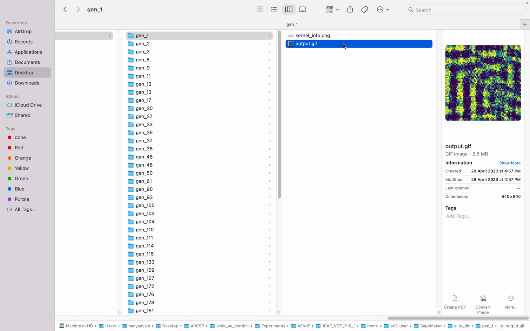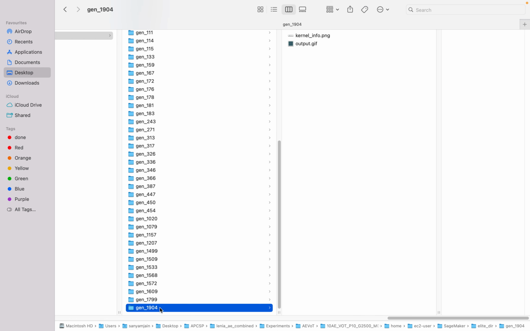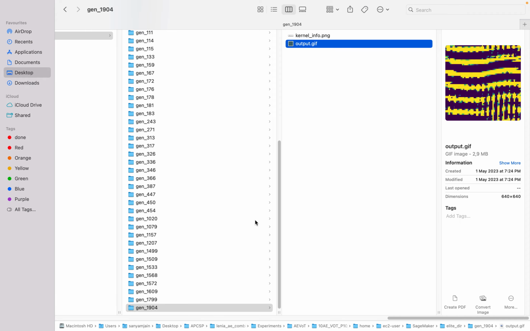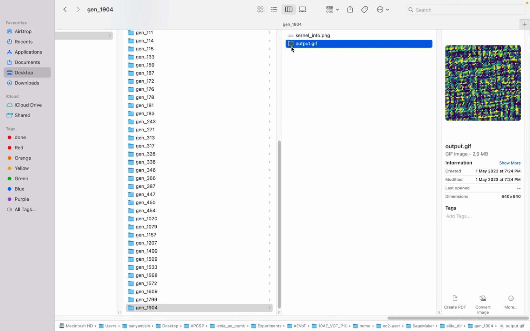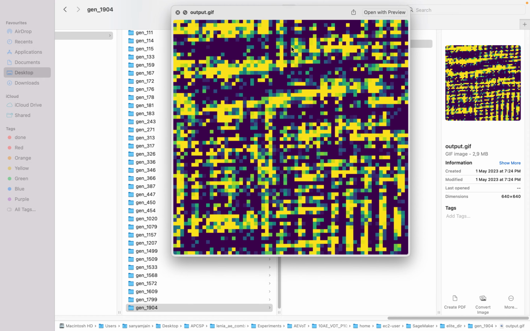So the output looks like this at generation 0, and for 2500 generations the elite was found at 1904 itself. So all the running after 1904 was not useful, basically, and this is the output for generation 1904.